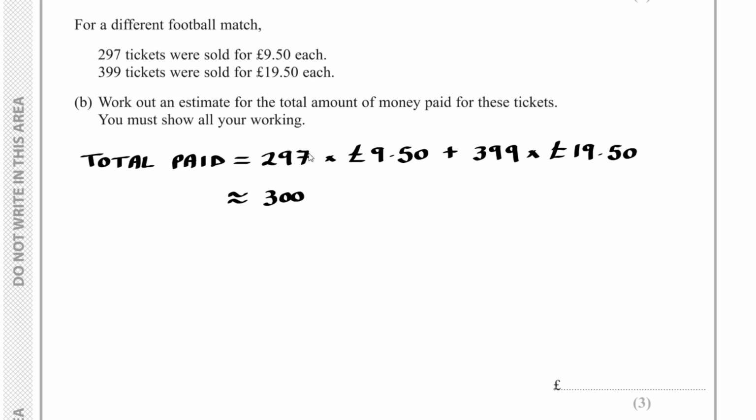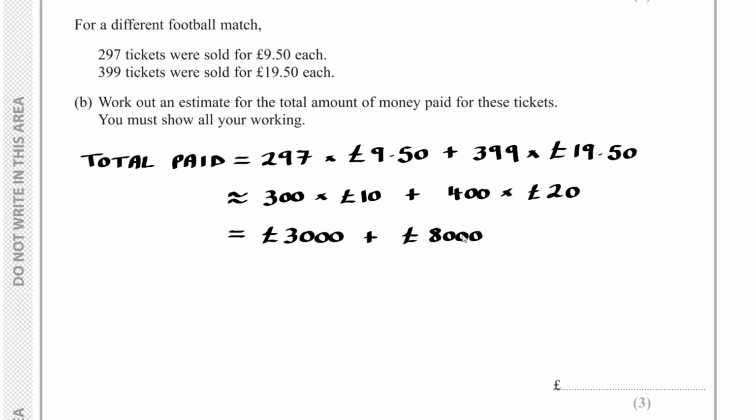So we can round the 297 up to 300. We can round up the 9.50 to £10. We can round the 399 up to 400. We can round up the 19.50 to 20. So we have our estimate being 300 multiplied by 10 plus 400 multiplied by 20. Now 300 multiplied by 10 is 3,000. 400 multiplied by 20 is 8,000. So we have £3,000 plus £8,000, which is £11,000.